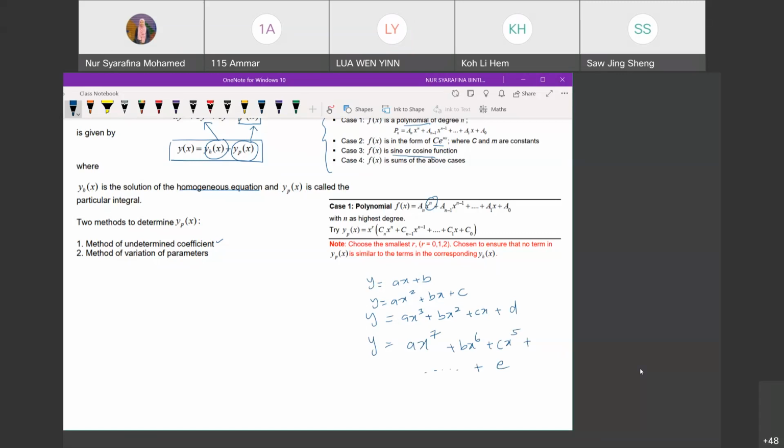So now, if we have this kind of polynomial, let's consider the first case. Your YP is x to the power of r, times c_n x^n plus c_(n-1) x^(n-1) up until plus c_0. We need to choose the smallest r, chosen to ensure that no term in YP is similar to the terms in the corresponding YH. Now let's discuss this through the example.